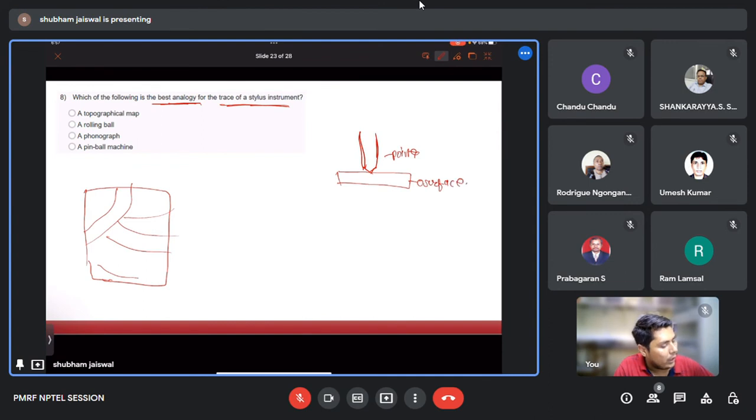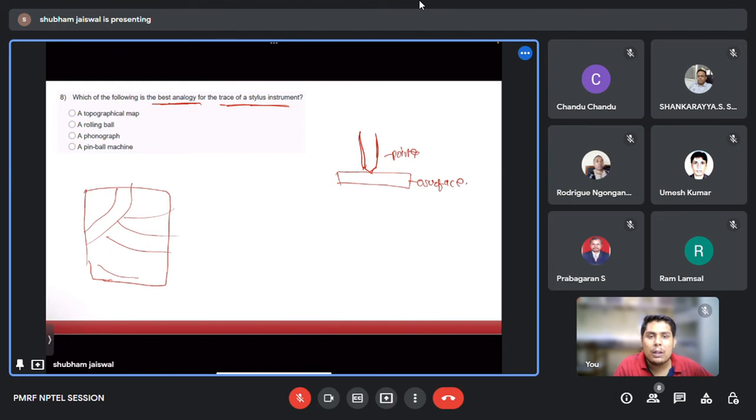Surface. And if there are any deviations or surface irregularities, that will be seen on the scale. Or we can also record it on paper or some other films. So in the topographical map, we cannot do these things. We can't use the stylus and trace it.